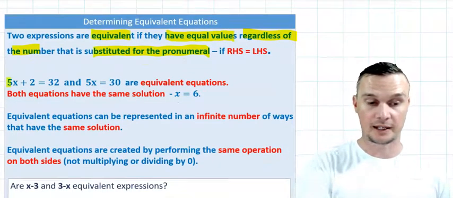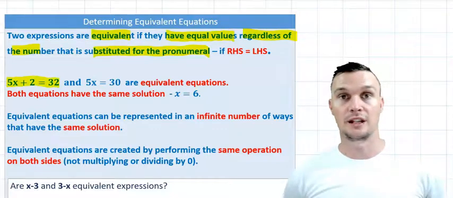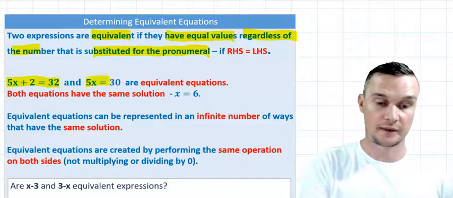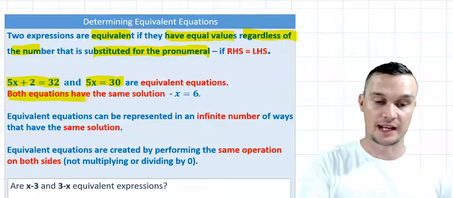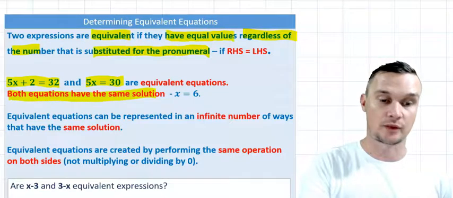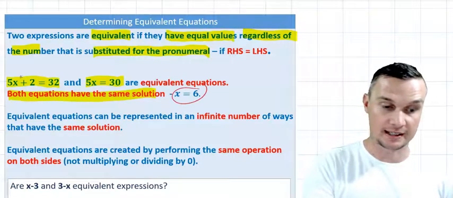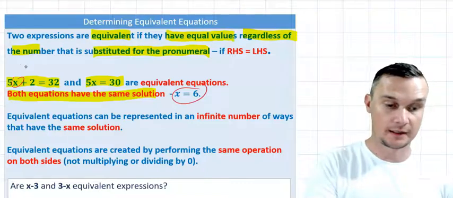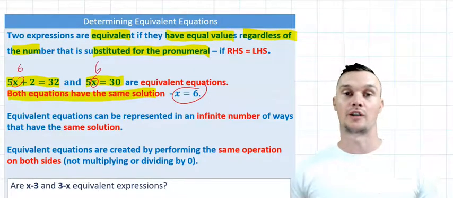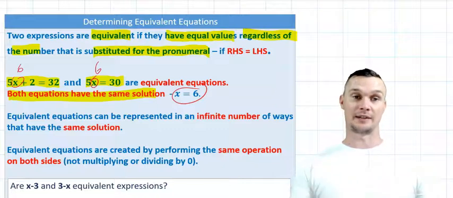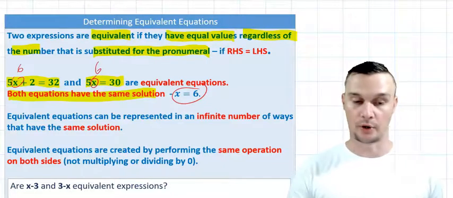We have 5x plus 2 equals 32 is equivalent to 5x equals 30 because both equations have the same solution where x equals 6. So in this case, x equals 6, x equals 6 and x also equals 6. They are equivalent equations because they have the same value for the pronumeral.